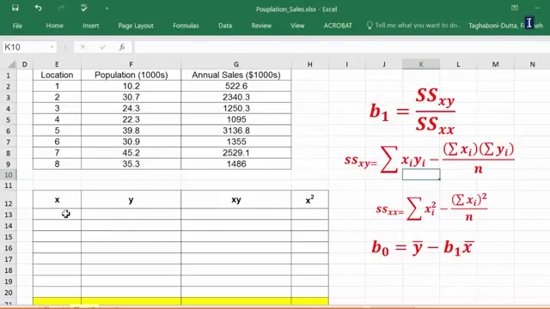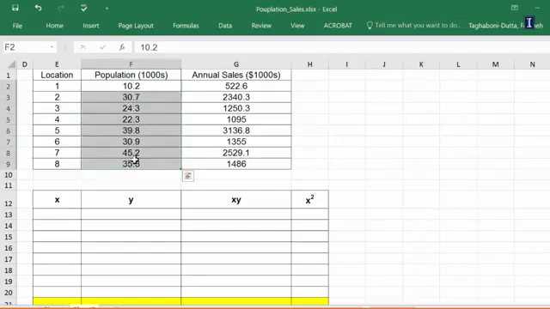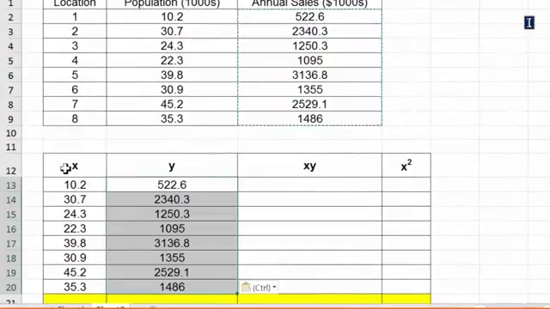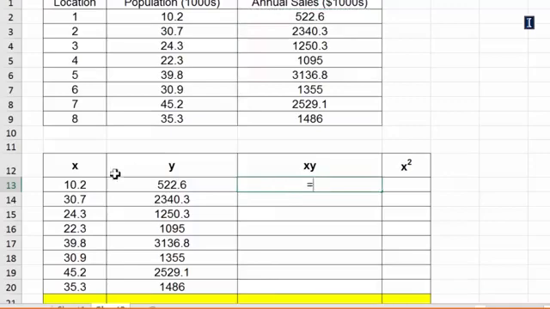So I'm going to show you with the formulas that you see how I can calculate the slope as well as the intercept. I'm going to copy my x values down below, and I'm going to do the same thing for the y values. So x is my population and it's being used to predict the y, which is the annual sales in the store. So this column is going to be x times y. It's simply this cell multiplied by this cell.